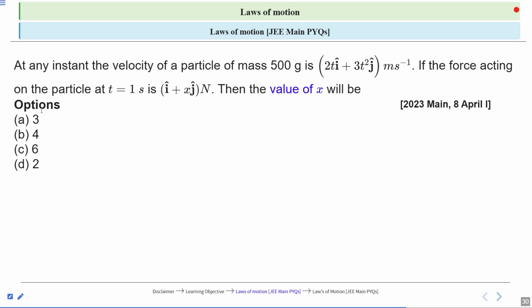The given options: option A is 3, option B is 4, option C is 6, and option D is 2. This question was asked in JEE Main 2020. So you have to find out the value of x. Please solve this question. You have some time.